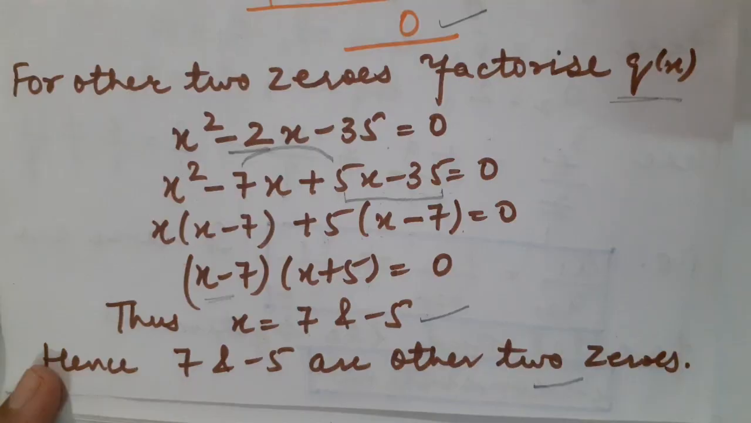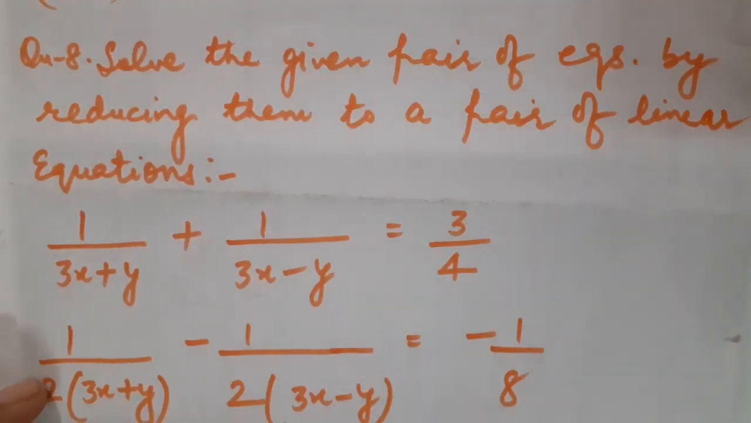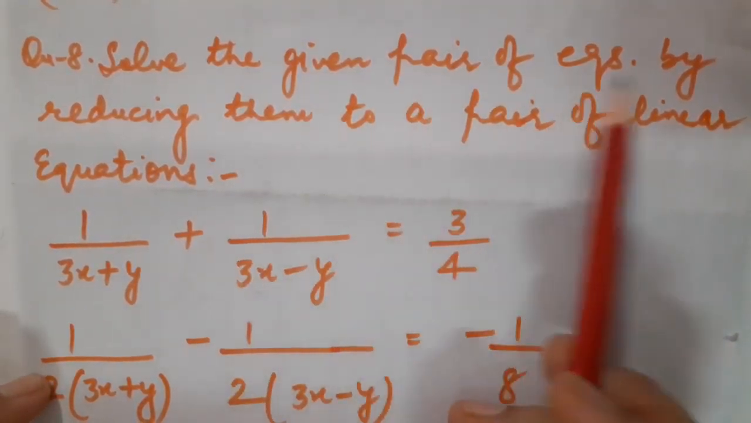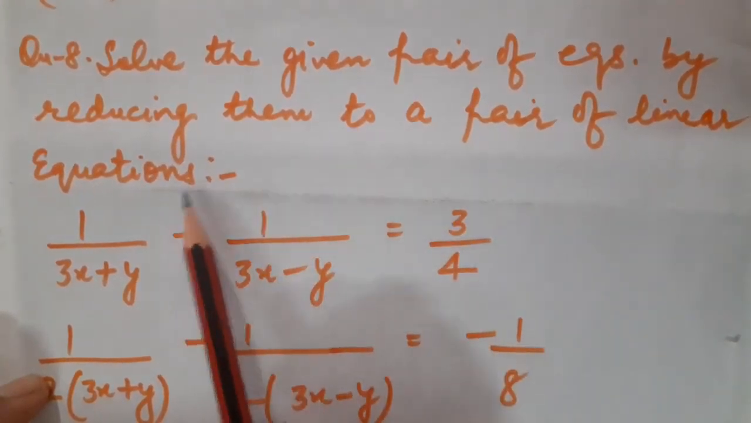Clear, children? Now children, this is the last question. Solve the given pair of linear equations by reducing them to a pair of linear equations.